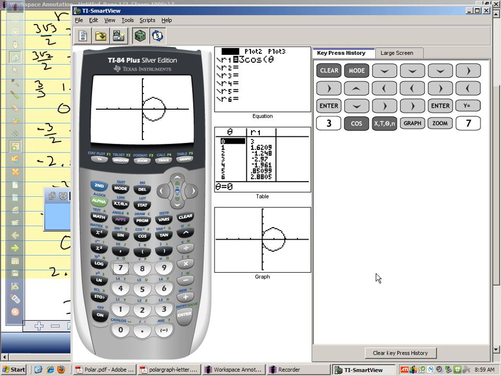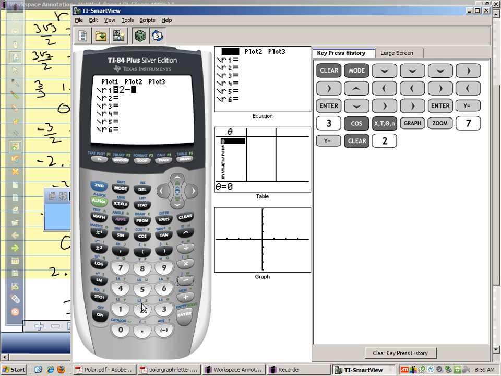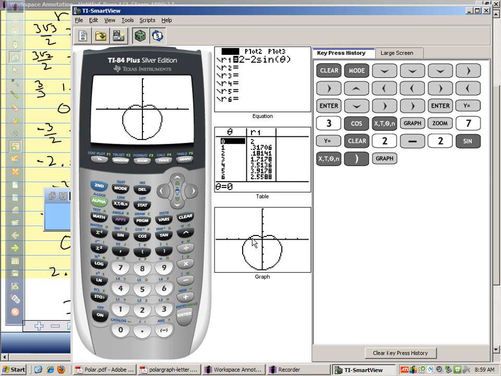So let's look at a couple of graphs in your calculator. So let's graph, I'm going to clear this, 2 minus 2 sine theta. So we'll graph that. And we get this shape. This is called a cardioid. And we'll talk a little bit more about these special shapes. This is called a cardioid because it's kind of heart-shaped. So 2 minus 2 sine theta is a cardioid.